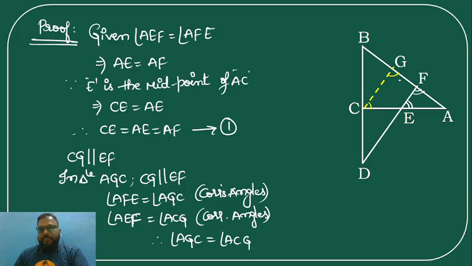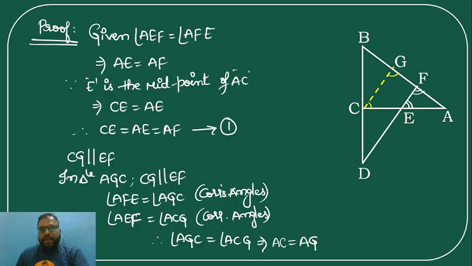So in a triangle, if these two angles are equal, what can I write? I can write that their opposite sides are equal. So that means finally what can I write here? That implies AC is equal to AG. Got it? AC is equal to AG. So we got up to here.